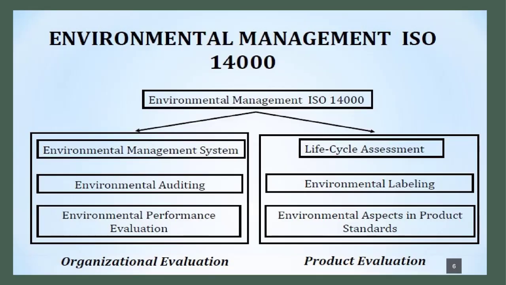Environmental management system, that is ISO 14000, as we have seen, is divided into two parts, that is organizational evaluation and product evaluation. Under organizational evaluation, we have three important criteria: environmental management system, environmental auditing, and the last one, environmental performance evaluation. And when we look into product evaluation, there is life cycle assessment, environmental labeling, and environmental aspects in product standards. So we'll see them one by one in detail.